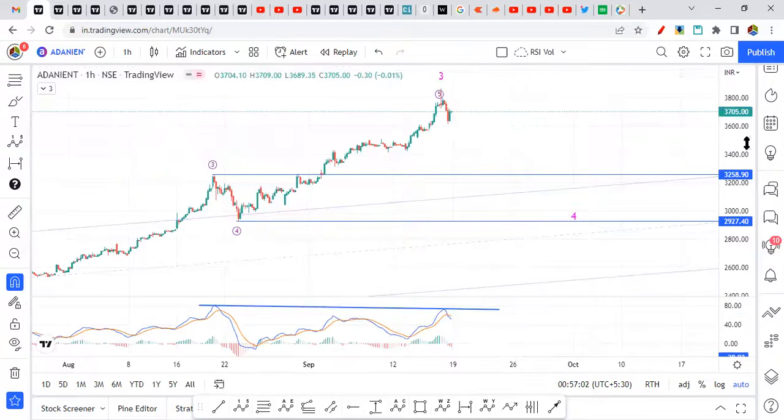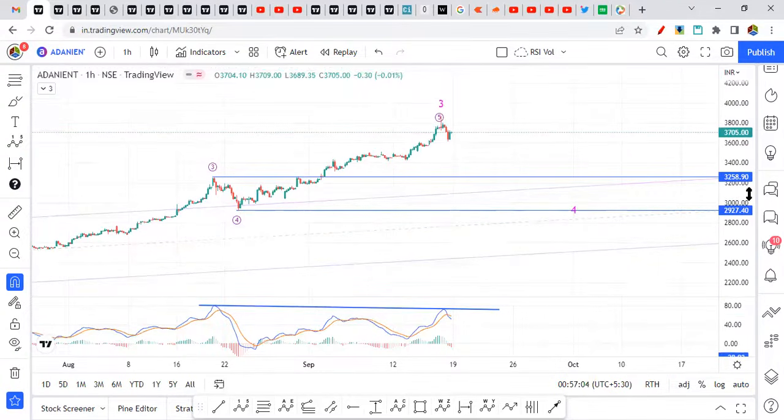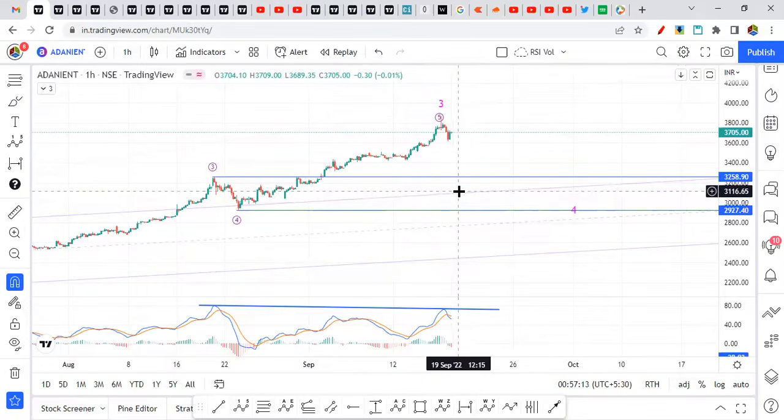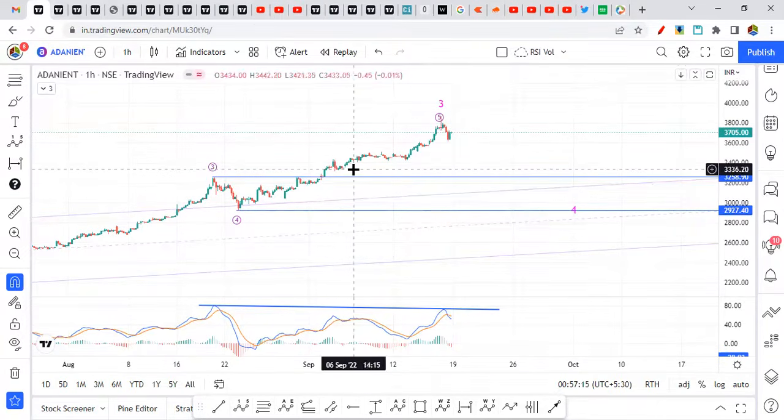There is still a long way to go on the upside. That's what we can conclude from this analysis. The analysis can be wrong as well, but as of now, I'm expecting a pullback towards 3000. Okay, so don't go and buy futures or sell futures or options based on this.